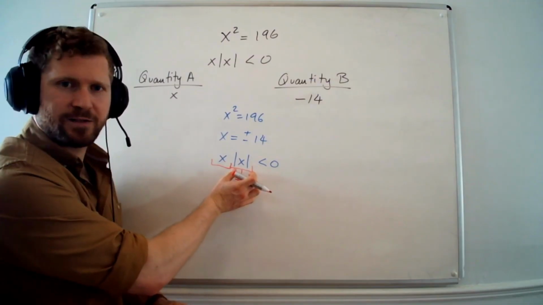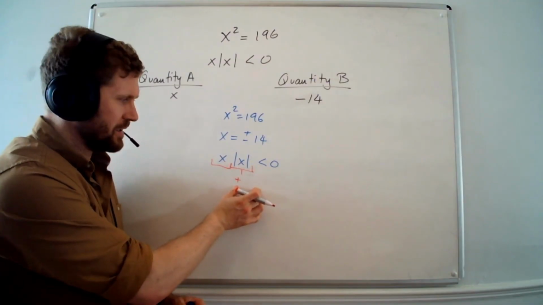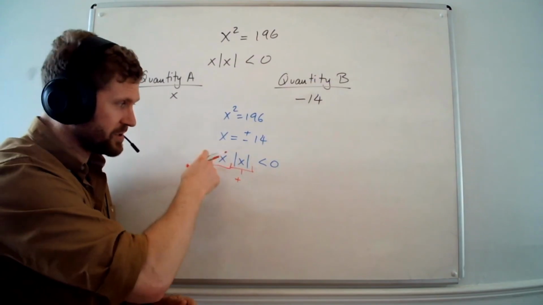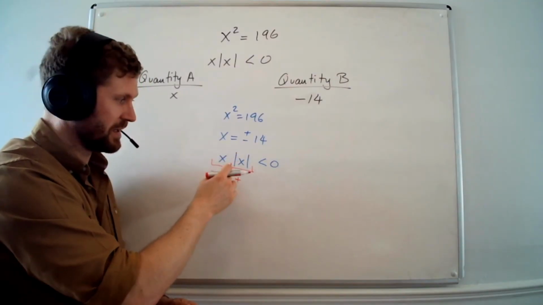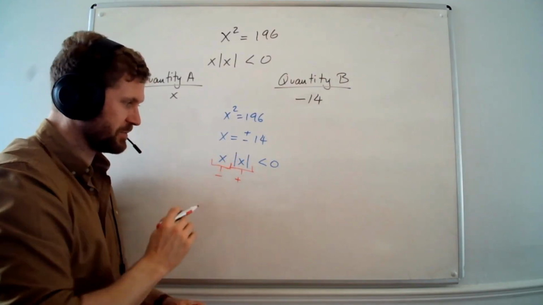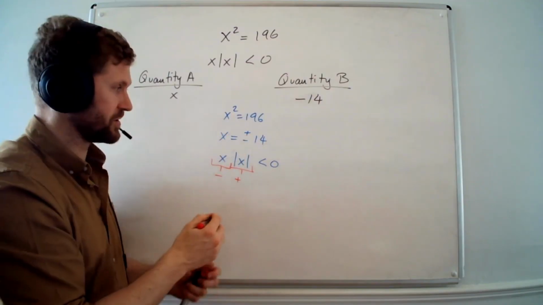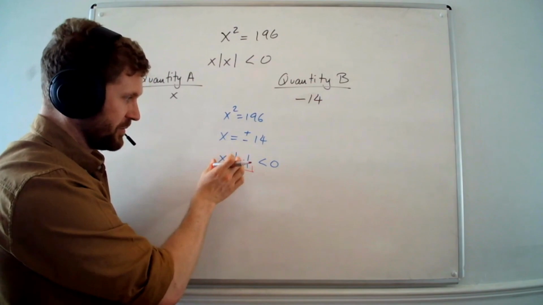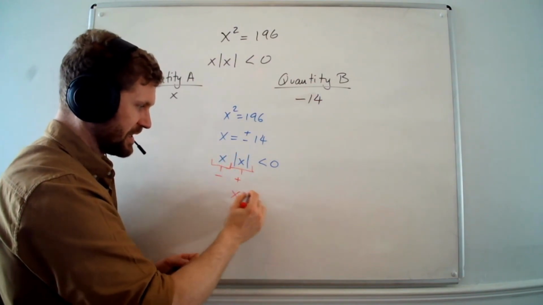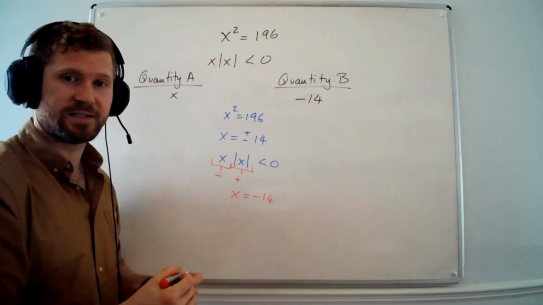But the absolute value, well, that's definitely positive, which means that this x value, in order to make the product of the two of them less than 0, must be negative, which tells us which of the positive or negative 14 we're dealing with. From this second piece of information, we know that x is definitely negative, so x is negative 14.